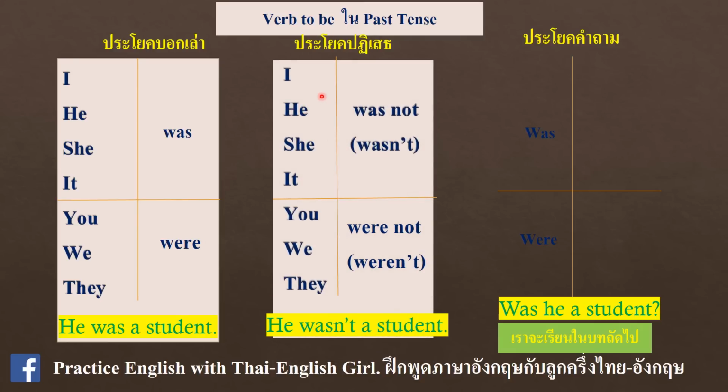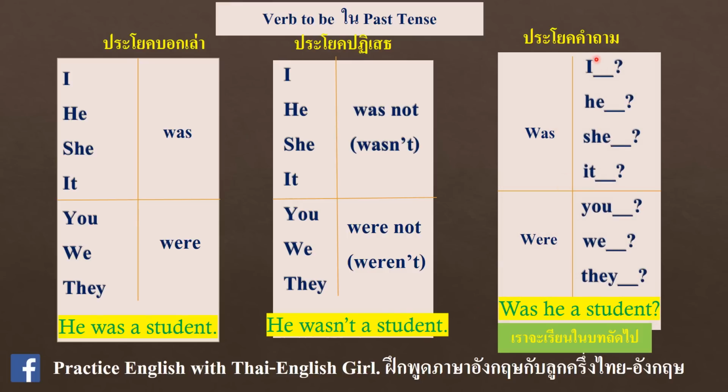This is the negative column. I, he, she, and it will be followed by was not or wasn't. You, we, and they will be followed by were not or weren't. For example, he wasn't a student.